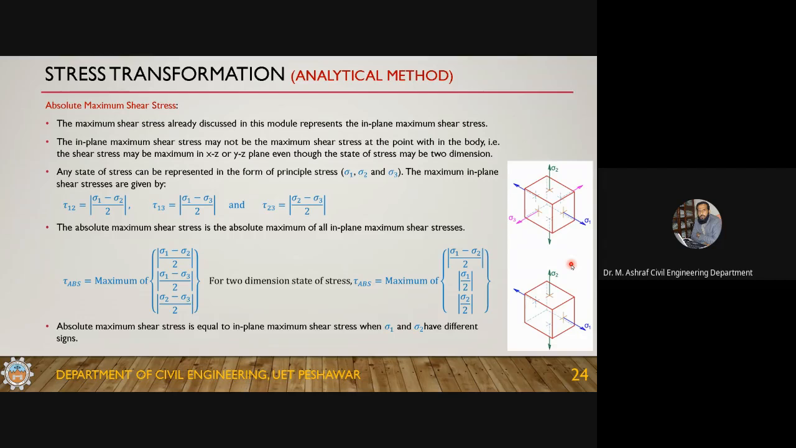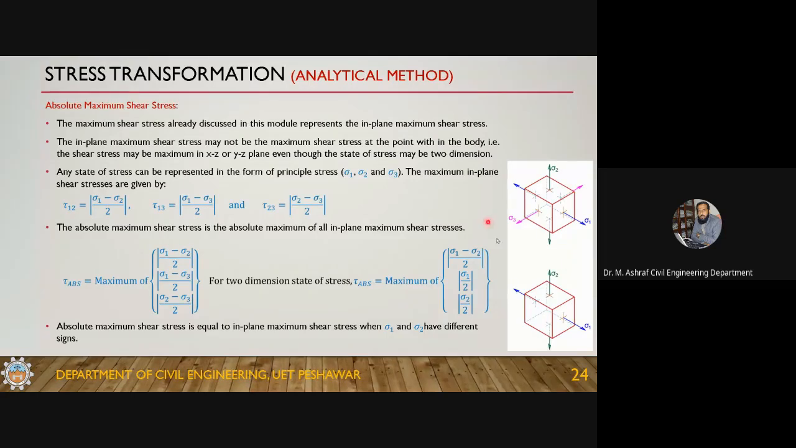Okay, we'll discuss how. The in-plane shear may not be the maximum, so the maximum of maximum is the absolute maximum shear stress. In the XY plane you get one maximum in-plane shear, in the XZ plane you get one maximum in-plane shear, and in the YZ plane you get one maximum in-plane shear. Out of those three values, select the maximum, and that is known as the absolute maximum value.